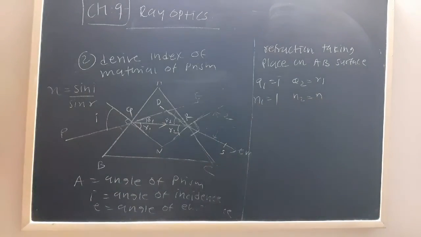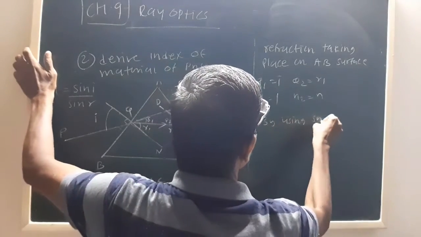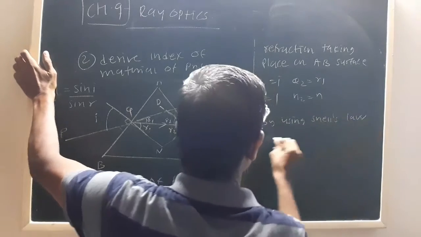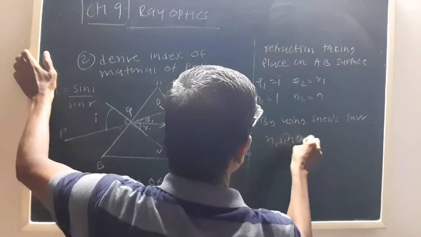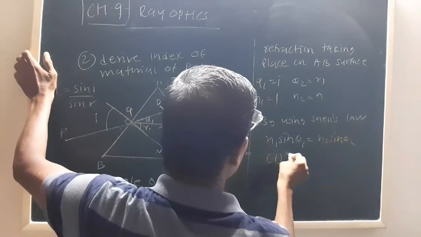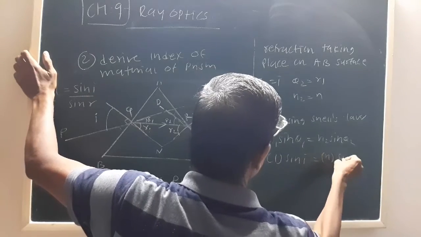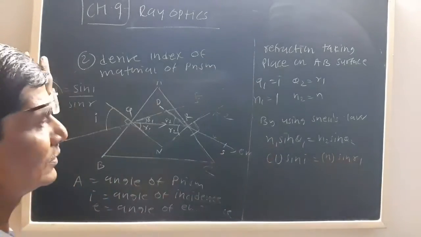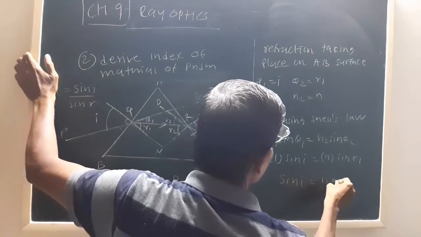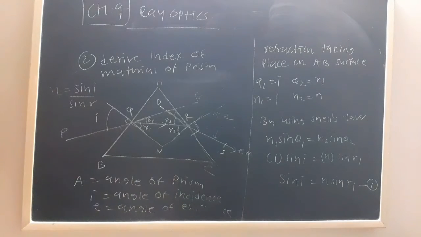Now we use Snell's law. By using Snell's law, n1 sin theta 1 is n2 sin theta 2, so 1 sin i is n sin r1. So we can say sin i is n sin r1, and let us call this equation number 1.